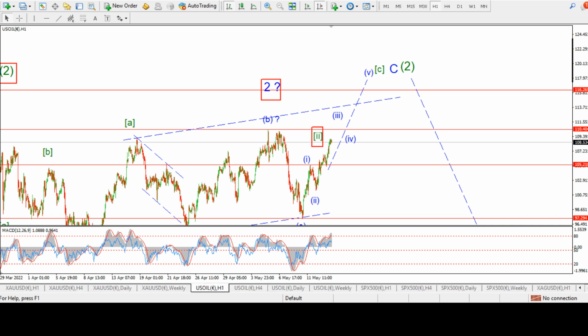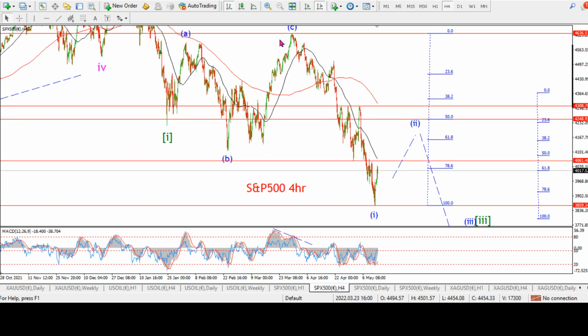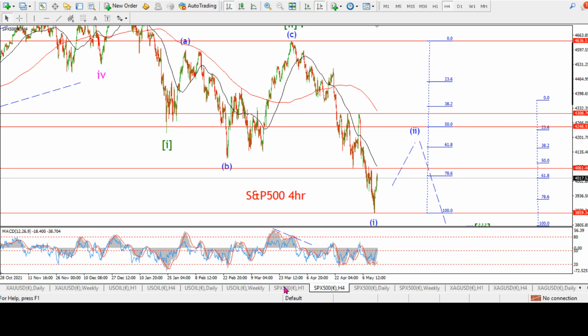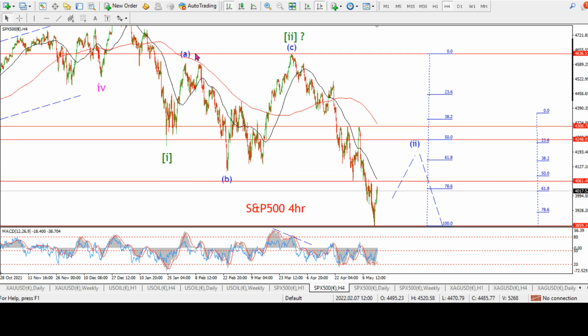Okay, let's move on. What have we got next? S&P. Here's the 4-hour S&P. Slightly different count in the S&P. Here's a 4-hour. We got wave 1 down, and expanded flat wave 2, and now a solid decline again.